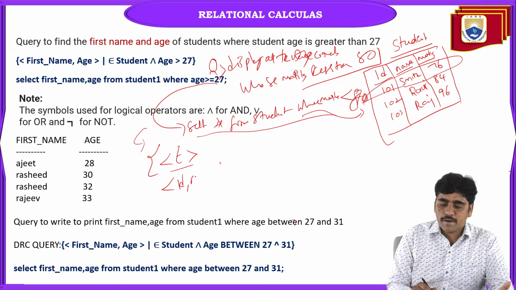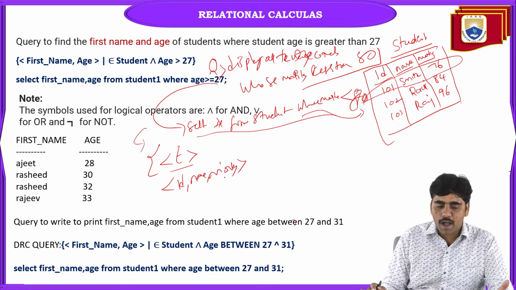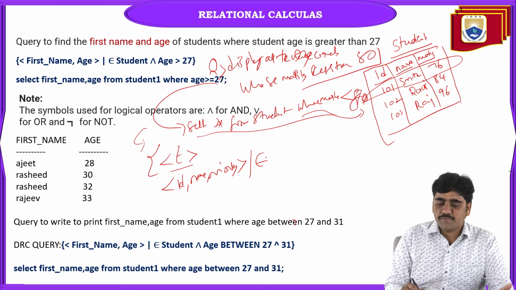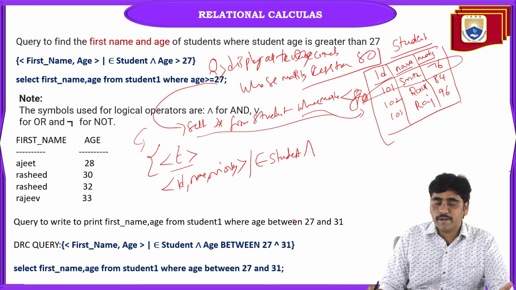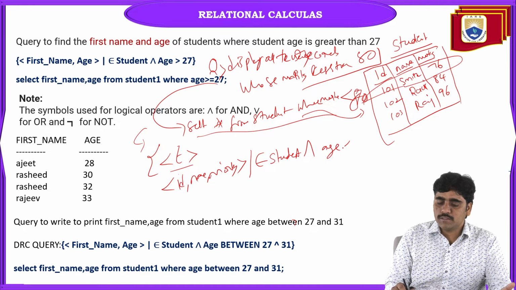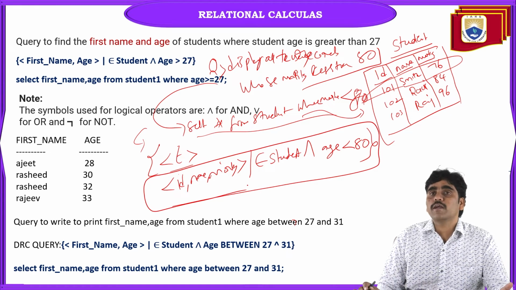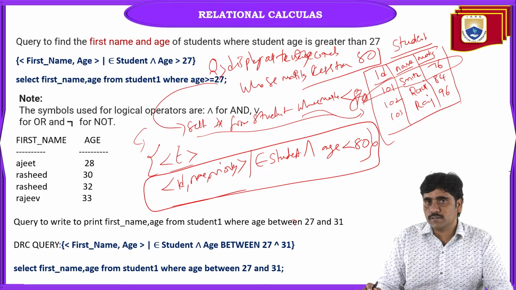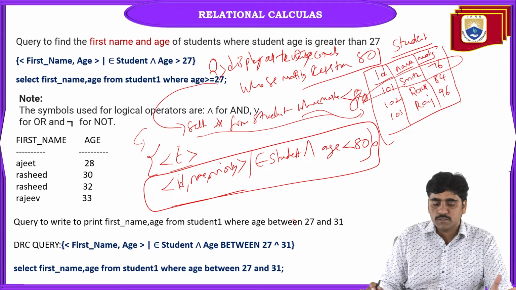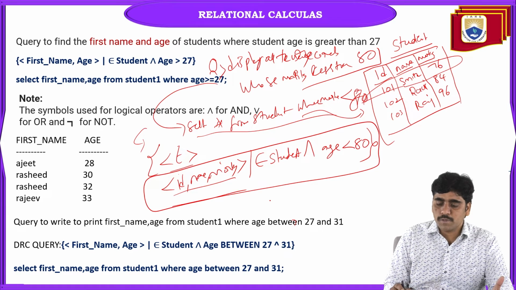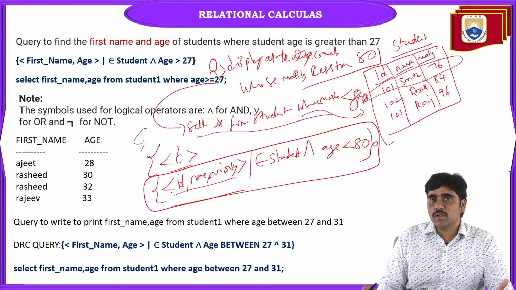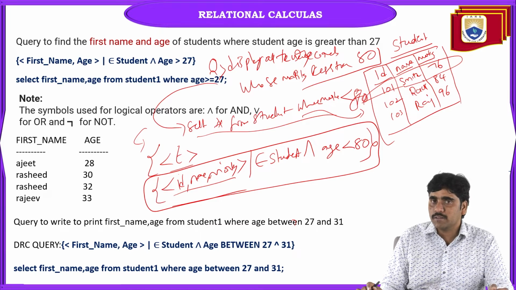ID comma name comma marks, then the separator symbol, the bar symbol. For all, from the table name, Student, and operator, marks less than 80. So this is the way you can write a domain relational calculus query. You have to write this inside of the parenthesis only.